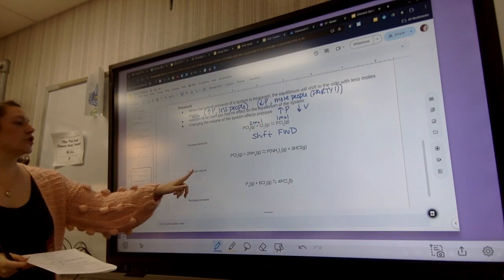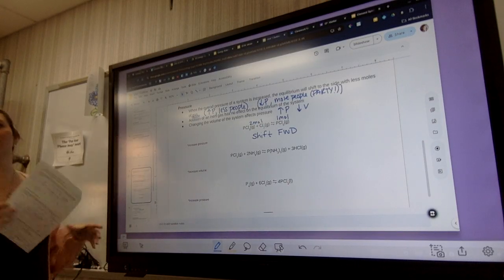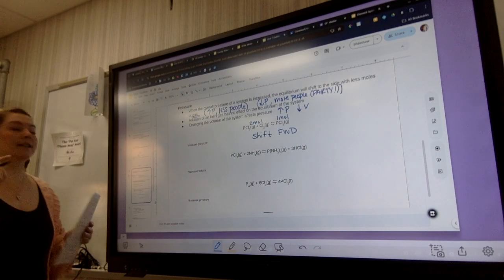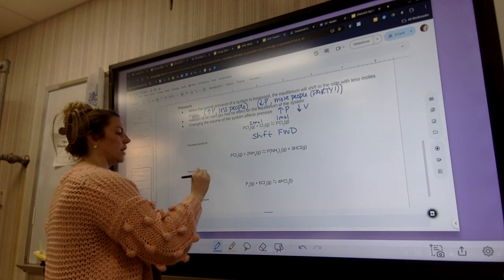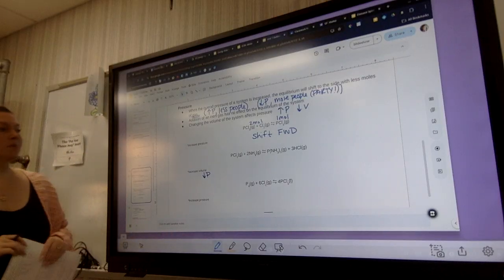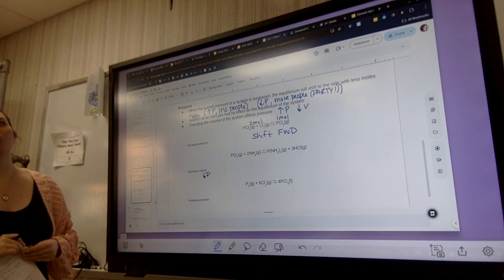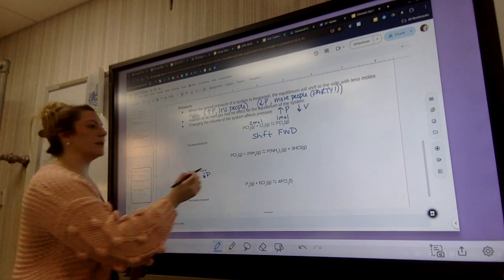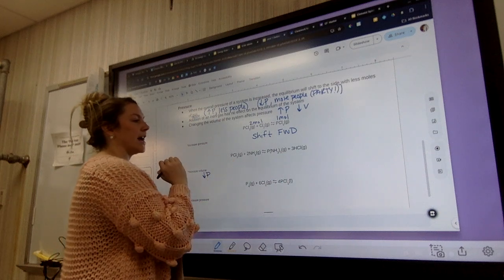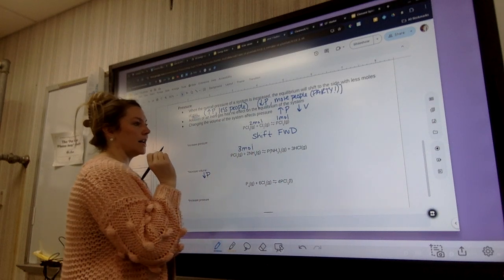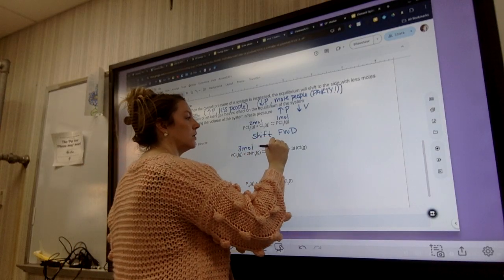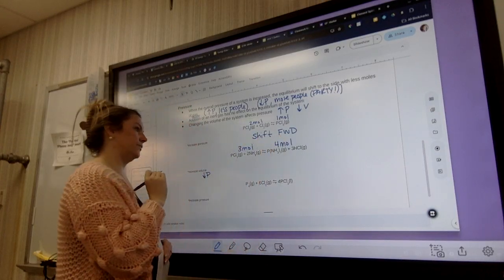Okay, for this one, I'm increasing volume. If I increase volume, what's happening to pressure? It's going to decrease because remember they're inverse. So we're decreasing pressure. So if we're decreasing pressure, we're going to go to the side that has more moles of gas. So let's count how many moles. How many moles of gas do I have on the reactant side? 3. How many do I have on the product side? 4. So which direction am I going to go? Forward.